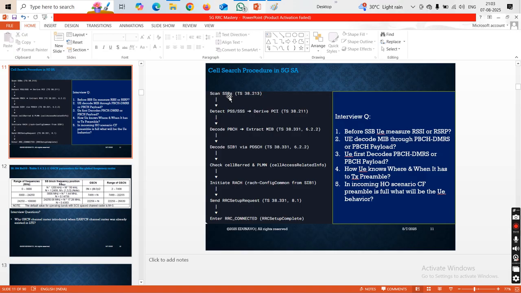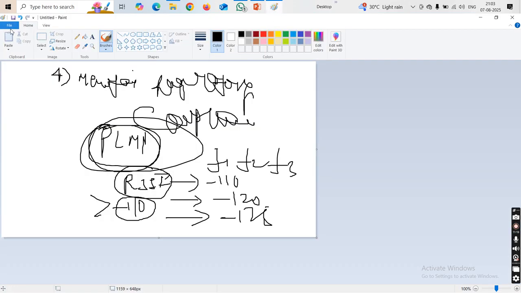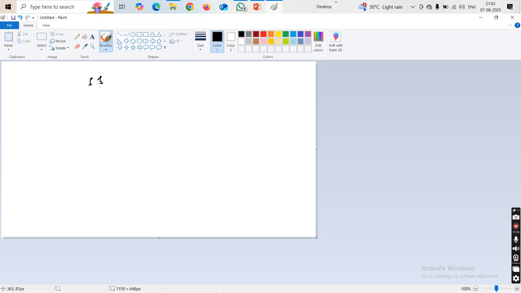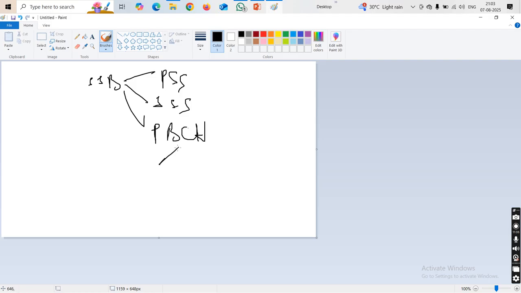Synchronization signal block. This is the correct name: synchronization signal block. And it contains three parts. Let's understand what. So SSB, synchronization signal block, contains three components: PSS, SSS, and PBCH. Now further, PBCH is divided into two parts: PBCH DMRS, and then there is the PBCH data.